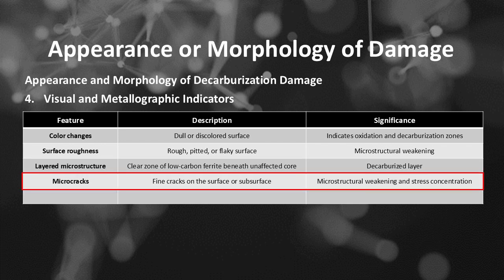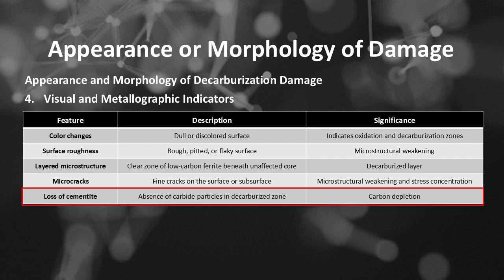If a feature of the appearance and morphology of decarburization damage is microcracks, described as fine cracks on the surface or subsurface, then the significance would be microstructural weakening and stress concentration. If a feature is loss of cementite, described as absence of carbide particles in the decarburized zone, then the significance would be carbon depletion.